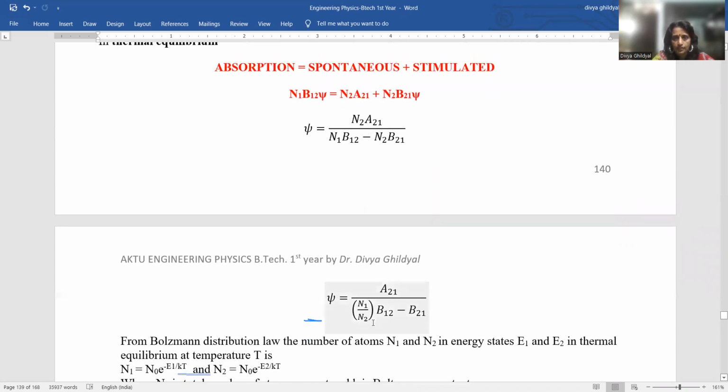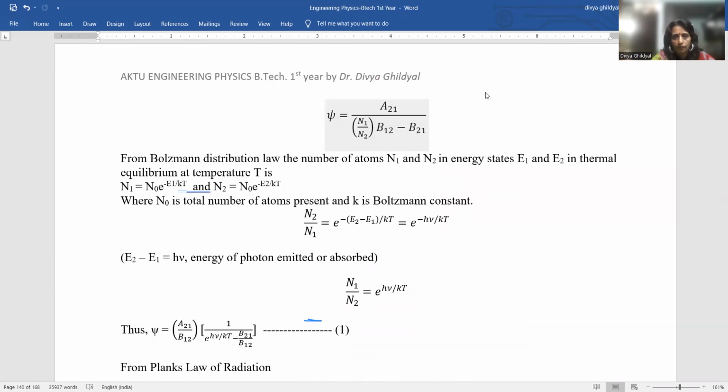So we have just written it in a very simple form like this, divided it by N2 and used two other very famous laws, Boltzmann law of distribution and Planck's law of radiation. So now we are writing this equation in another simple form. For that, Boltzmann distribution law, where N1 equals N0 e to the power of minus E1 by KT and N2 is N0 e to the power of minus E2 by KT, where K is Boltzmann constant. We will put this N1 here and this N2 here. And N0 is the total number of atoms that are present.